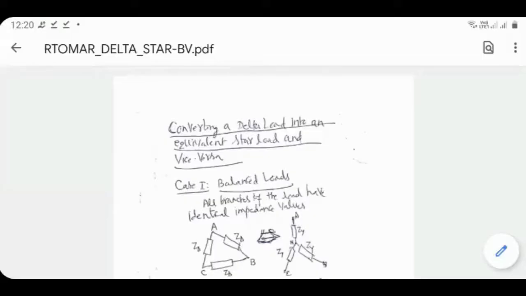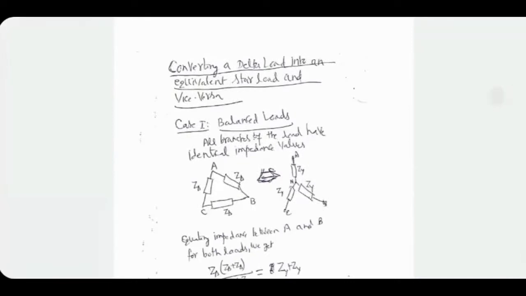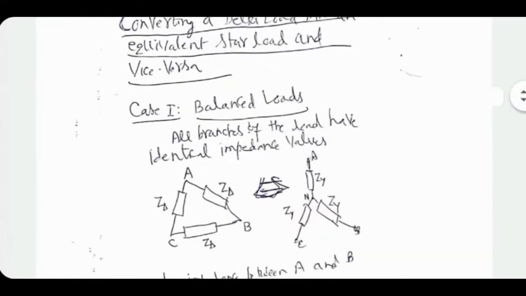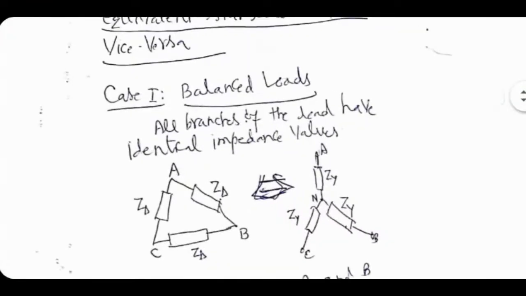Now let's first look at the load. We'll come to generators a little later. A load is called a balanced load when all the 3 impedances are equal. Otherwise it is called an unbalanced load. Common sense. A bit of mathematics, not very difficult. Suppose I am given a load in delta configuration, which is on the left side. It has an impedance Z delta in each of the branches.